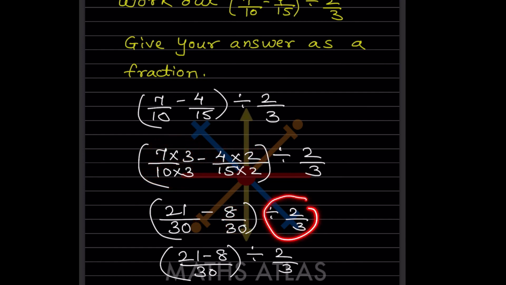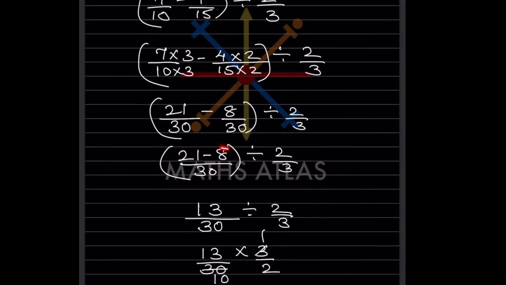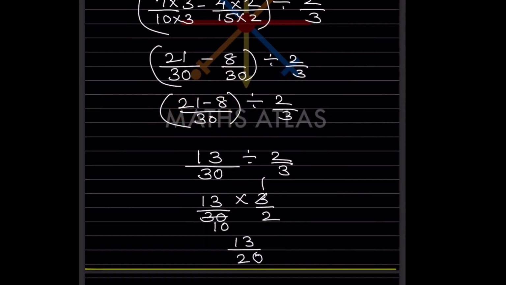This is divided by 2 by 3. Now you can see the LCM is 30, so 21 minus 8 is 13, so this should be 13 divided by 30, divided by 2 by 3. Whenever there is a division, this is the left hand side and this is the right hand side. On the right hand side, whenever there is a division, the left hand side stays the same and on the right hand side you are going to multiply.